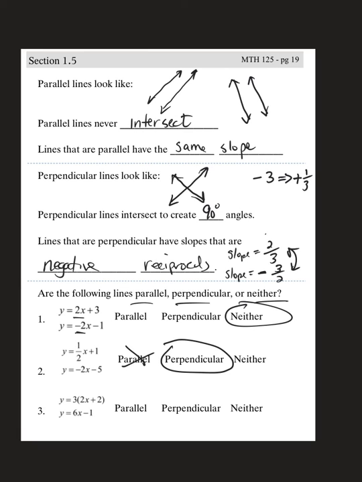Number 3, we can't really evaluate this until we distribute the 3. When you do, that's y equals 6x plus 6. Notice that the slope is the same. That would mean these are parallel lines.